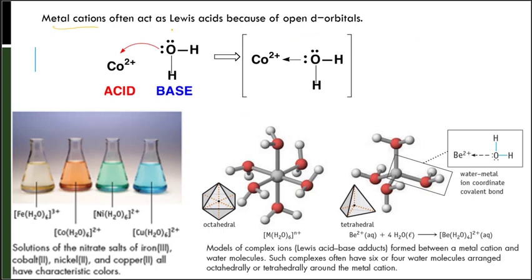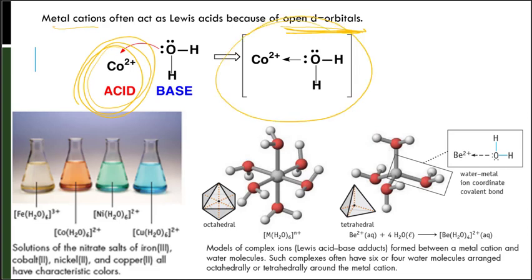Metal cations, like we just said, often act as Lewis acids because they have open d orbitals. Here's an example where it's cobalt +2, but because of the +2, it gave away 2 electrons that were in the d orbital. So now it has open d orbitals to form that complex. Here's pictures of all sorts of different examples with iron and cobalt and nickel and copper, beryllium. You can see how they all combine and form those coordination complexes with water.